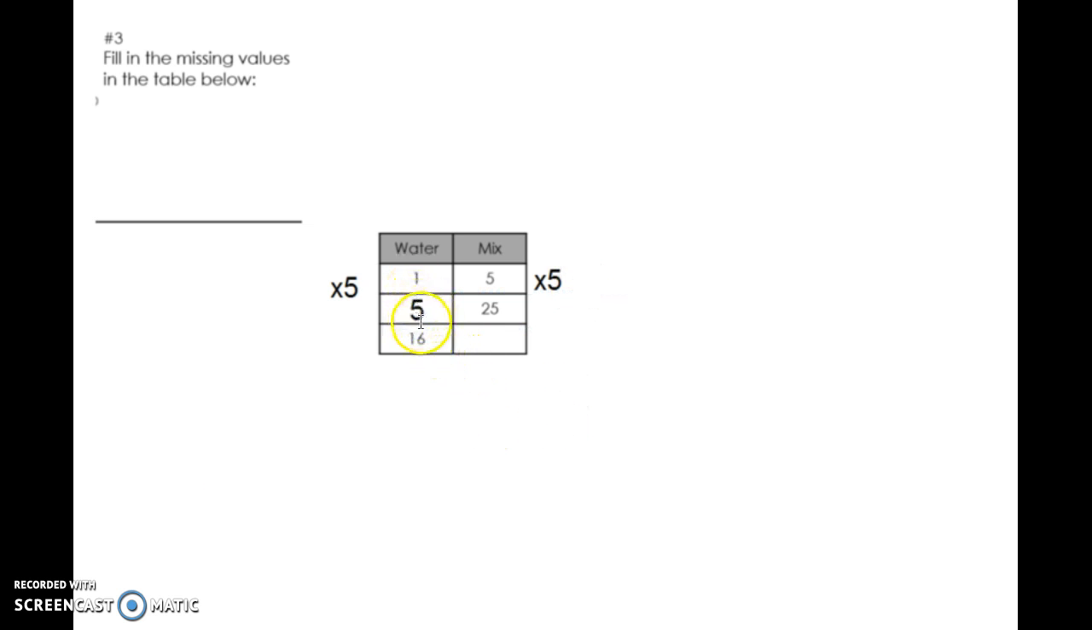Okay? So then, think about it. Going from 1 to 5 is just multiply by 5. 5 times 5 equals 25. So now 16 times 5 is going to give you your answer. I'm not going to work that out for you. You should have 16 times 5. It'll look something like this. Good luck working that out.